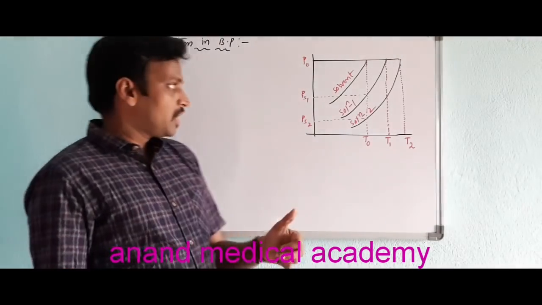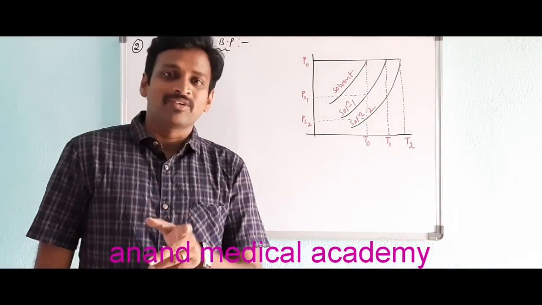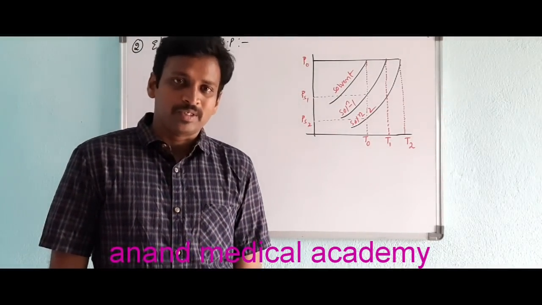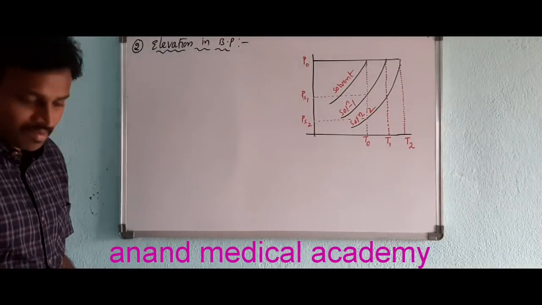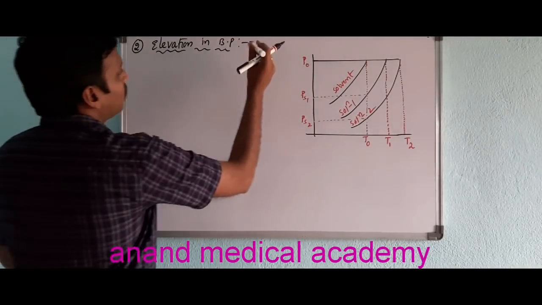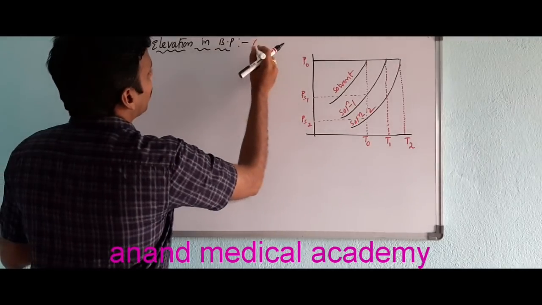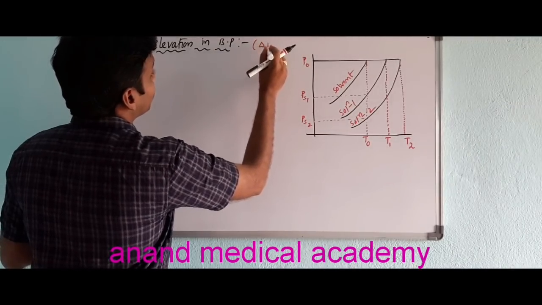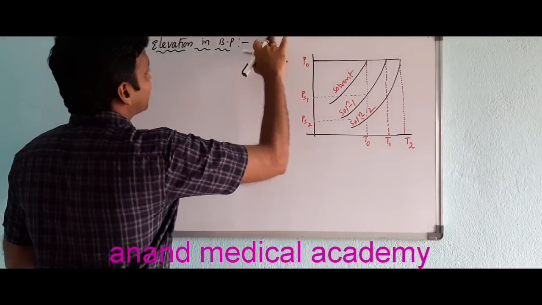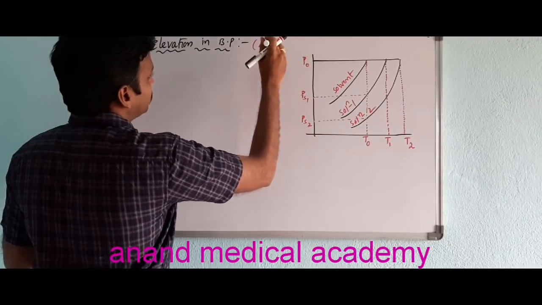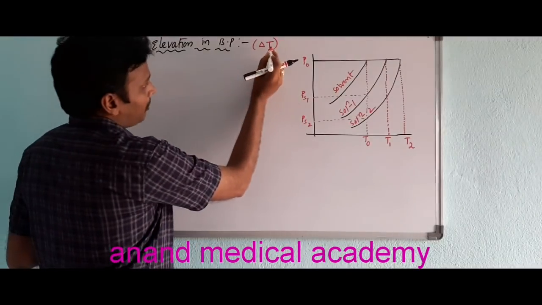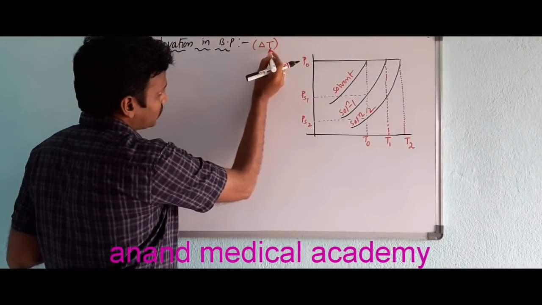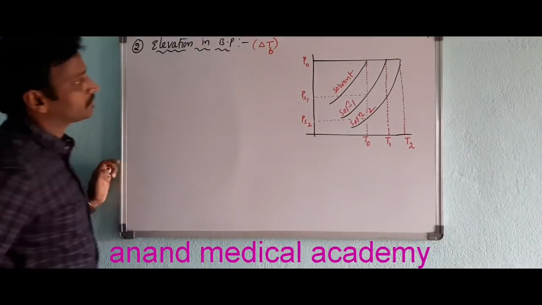Got it? So now our next colligative property, the second among the 4, is elevation in boiling point. In that name only you have elevation. Elevation means what? Increased. Delta T you can write. Delta T, B. B means boiling point. Delta TB.